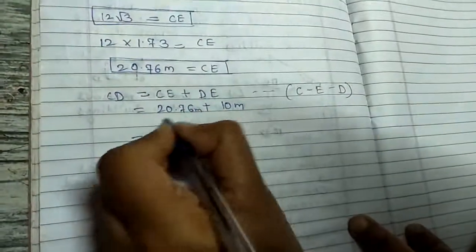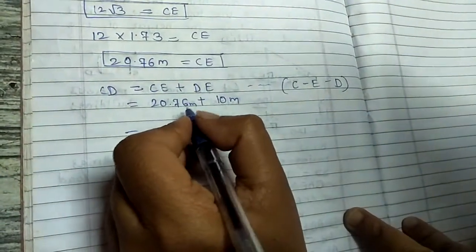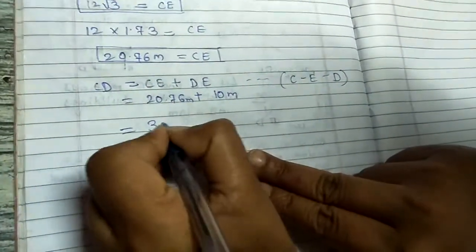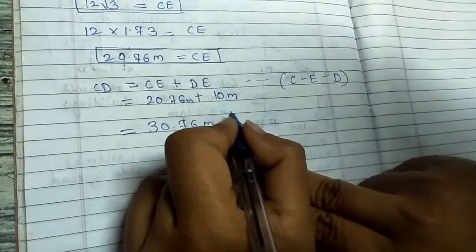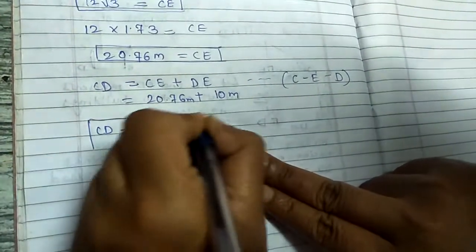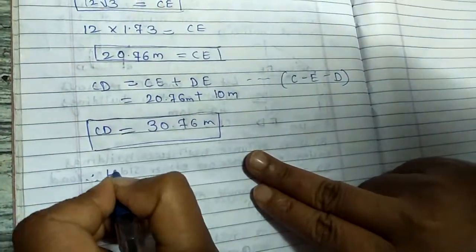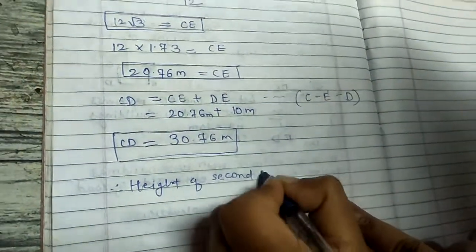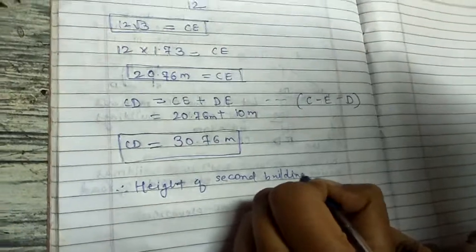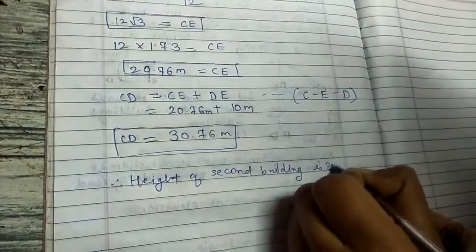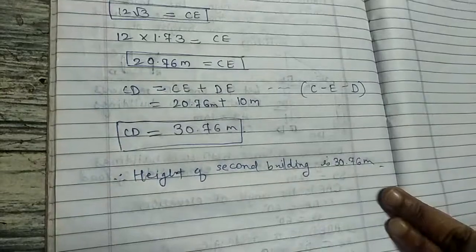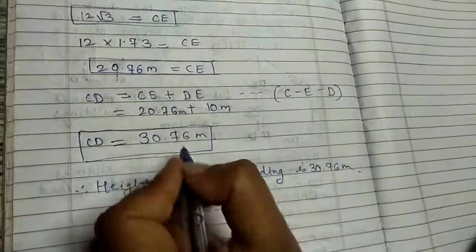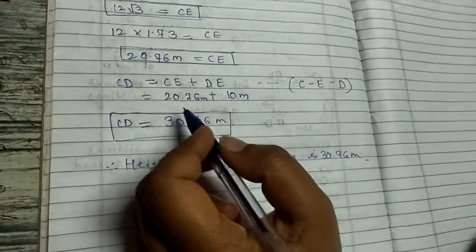If we combine this, then we are getting the CD. So here 20.76 plus 10 meter, it is nothing but what? 30.76 meter. That is nothing but the height of the second building. So here we are going to say that therefore the height of the second building is 30.76 meter.